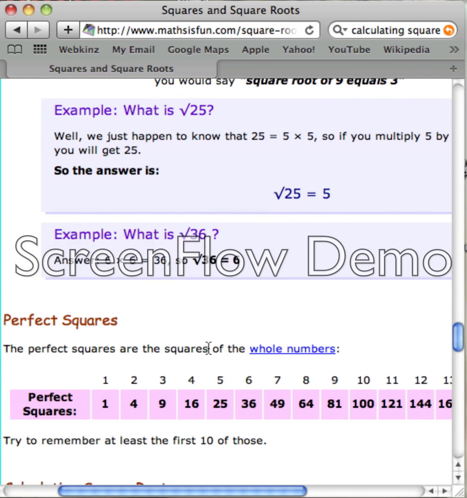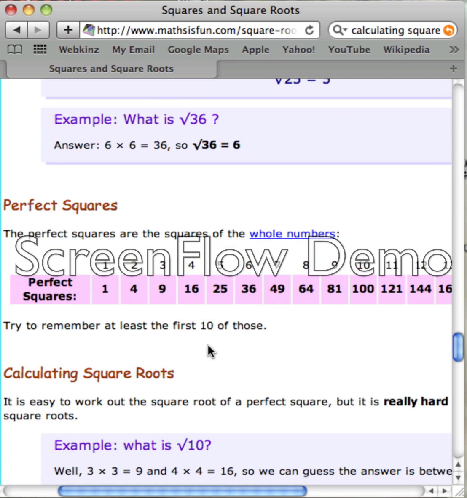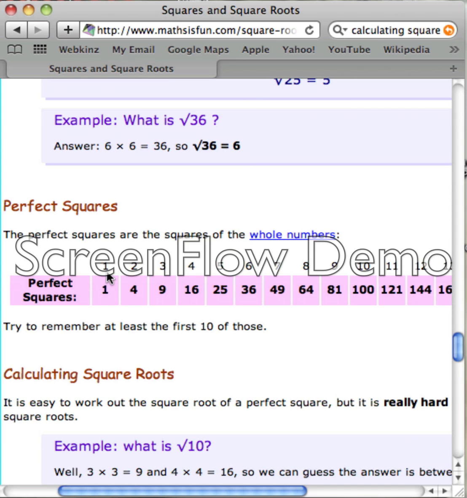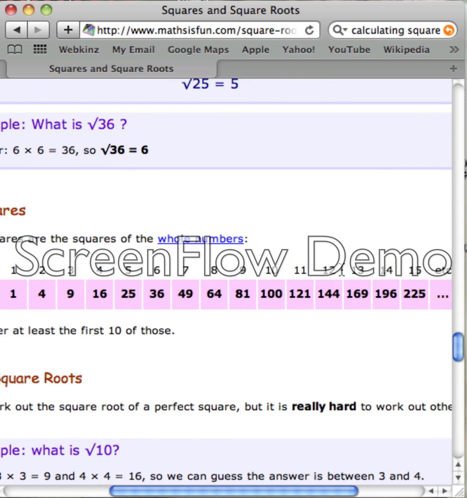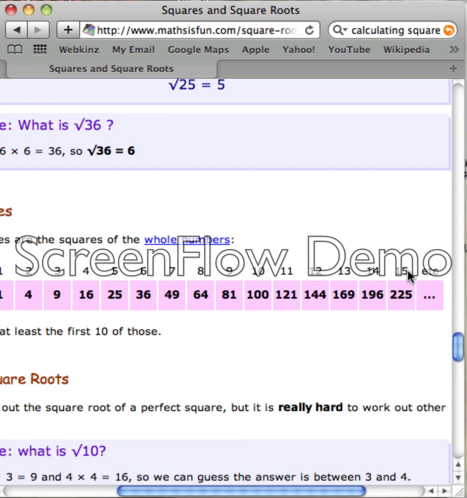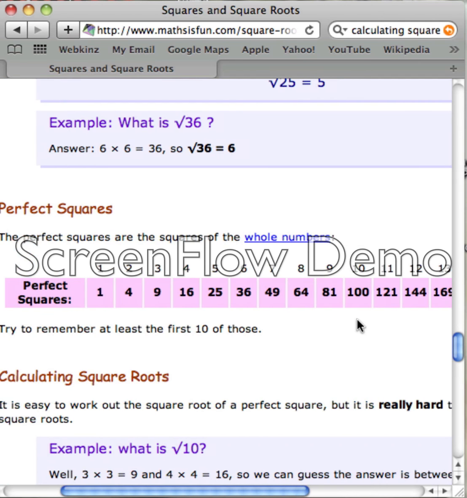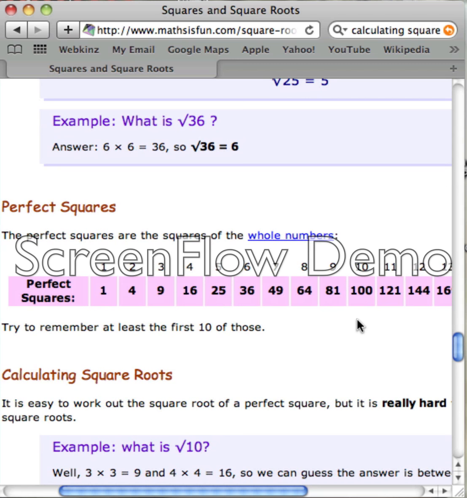Perfect squares are the squares of whole numbers. So 1 squared equals 1. 2 squared equals 4. 3 squared equals 9. 4 squared equals 16. 5 squared equals 25. What's 15 squared? 225. That's right. So try to remember at least the first 10 of these.